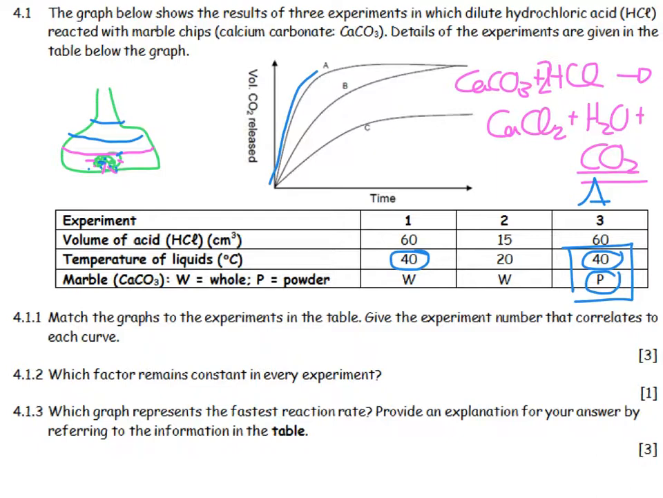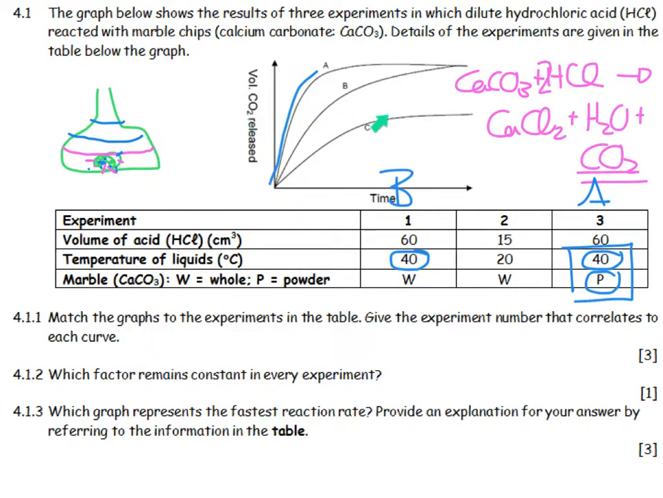Then the next fastest is the one that's going at a higher temperature. And that is going to be B, which means that we are going to land up with number 1 being B. And finally, when I've got less volume, notice that at the end of the day, these two with the higher volumes of acid landed up, even though it took longer for B, they landed up with the same volume of carbon dioxide. C not only is going to go slower because it's colder and it's whole pieces of calcium carbonate, but it also won't give me as much carbon dioxide at the end of the day either.